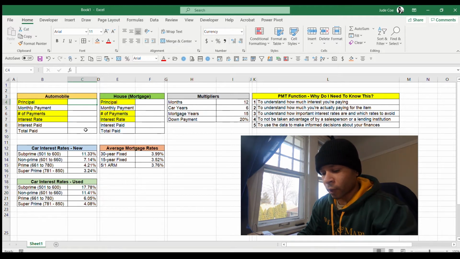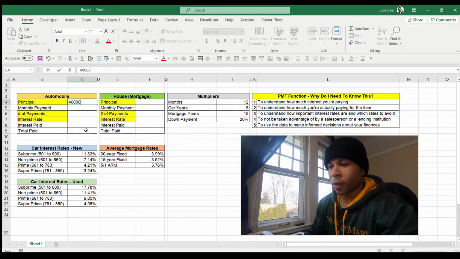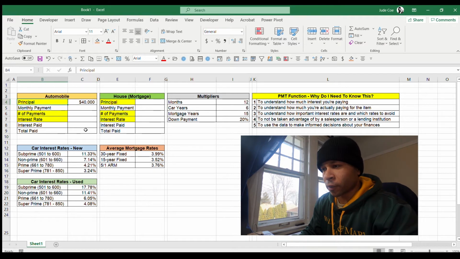We put in 40,000 and then we can hit Control Shift and enter, and we get the dollar sign, the currency right here. You can also change it to accounting if you want to by going here, but I like using the currency feature. The rows that are outlined in yellow are the areas where we actually input the information, and the clear ones will be the formula. So I'm going to change this back to currency.